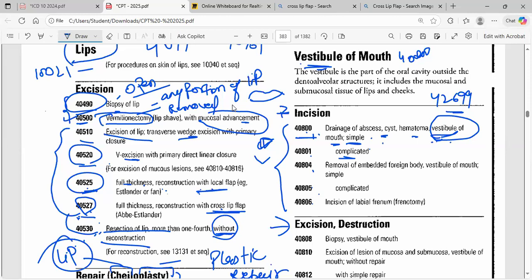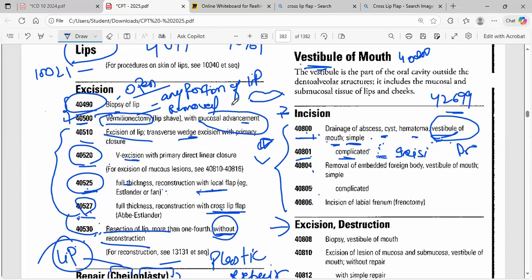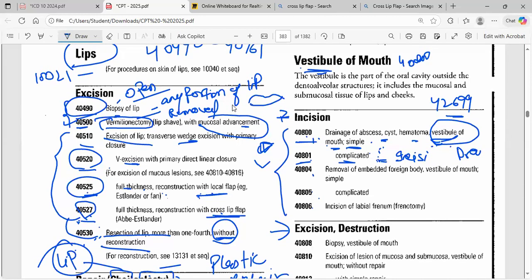The difference between the simple and the complicated is just that if more than one incision is required to drain that abscess, then we are going to consider 40801. Or not just the incision, if after the incision the doctor needs to place a drain so that there is no pus accumulation after the drainage, then also we are going to consider it as complicated. So 40800 drainage of abscess, 40801 is for complicated.